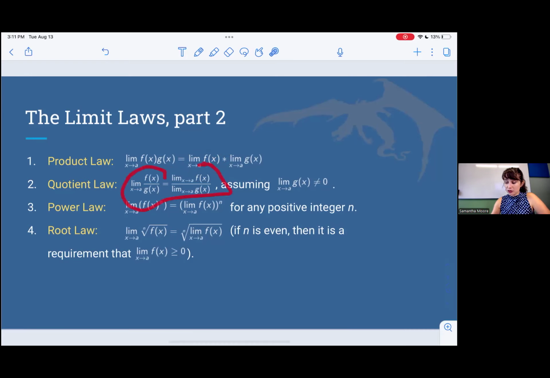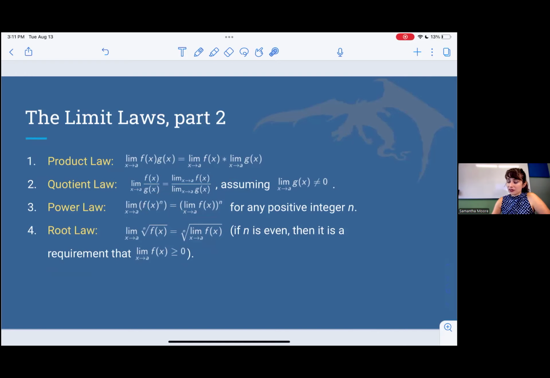Similarly, quotients can be broken up like this. I could take the limit as x approaches a of f of x divided by g of x, and that's the same thing as taking the limit as x approaches a of f of x divided by the limit as x approaches a of g of x, as long as the denominator is not 0. We can also do power and root laws. The power law says that the limit of my function raised to the nth power is the limit of my function raised to the nth power, as long as we're looking at positive integers n.